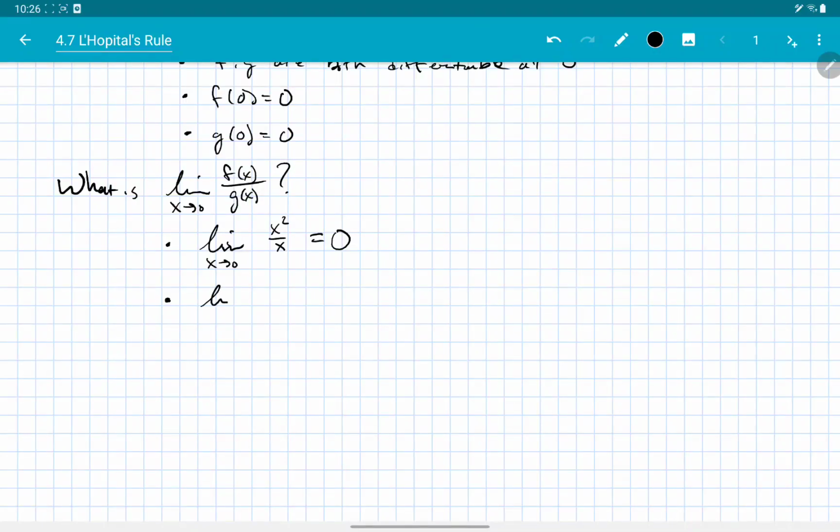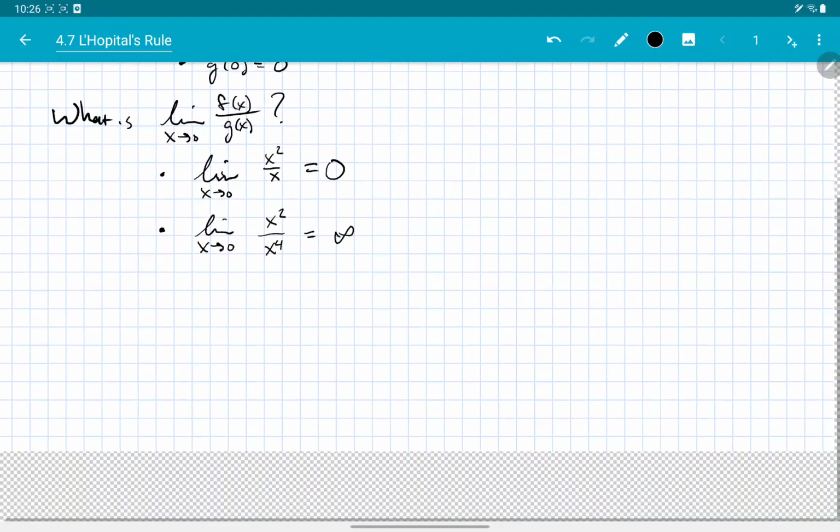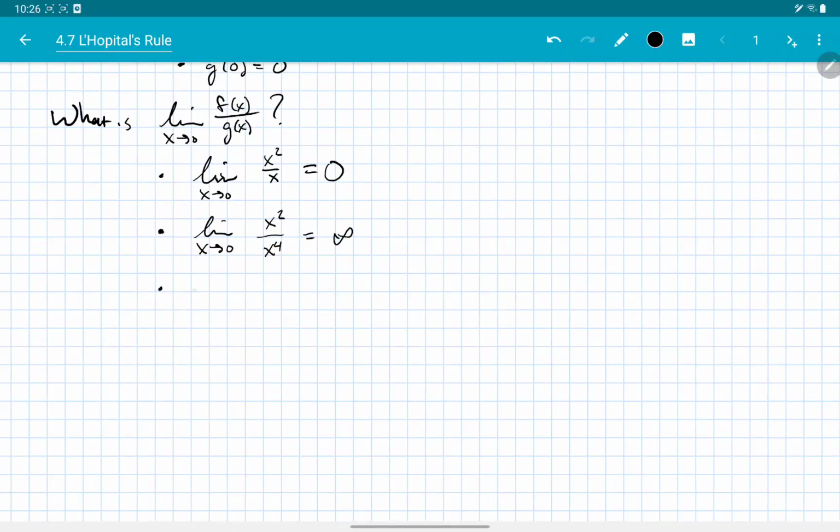We could also instead be looking at the limit as x goes to 0 of, say, x squared divided by x to the 4th. That one is infinity. Or we could be looking at the limit as x goes to 0 of sine x over x, which we've done before and shown that that limit is 1. So all these different values are possible. And so the question is, how do we figure out what's going on?